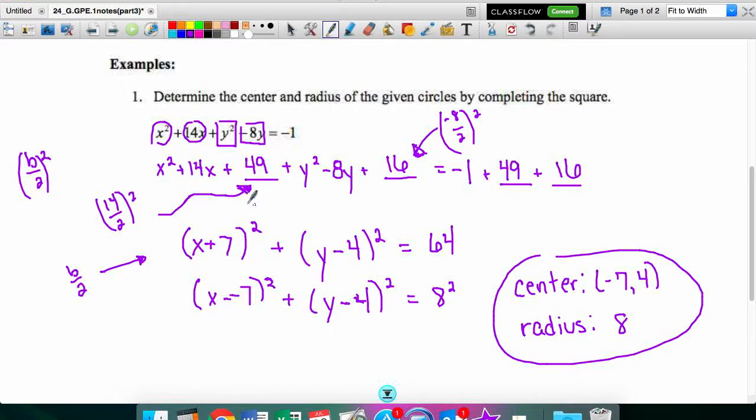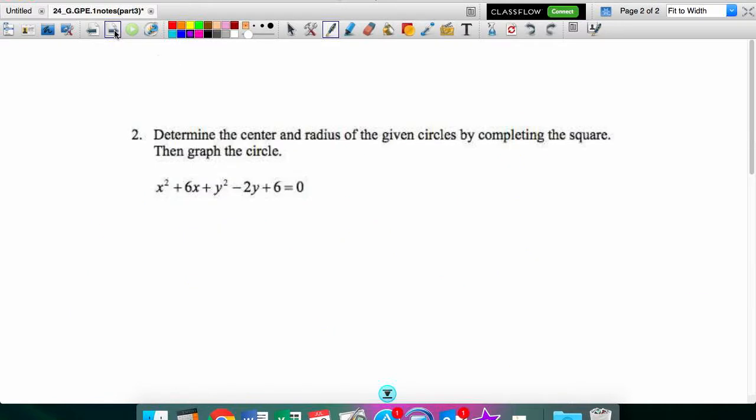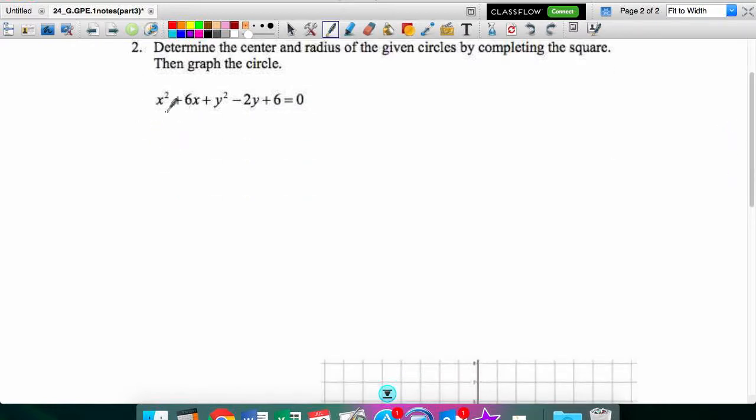All right, let's move on to the next problem. Again, we want to determine the center and the radius by completing the square. This time, we want to also graph. So the first thing I'm going to do is move any x squareds and the x terms together. So I have x squared plus 6x. I'm going to leave a giant blank for me to complete the square for my x terms. The y terms will be gathered, so I have y squared minus 2y, again, plus a giant blank.